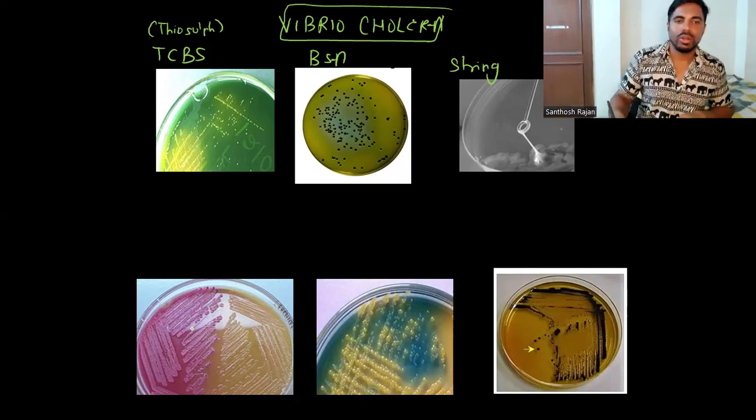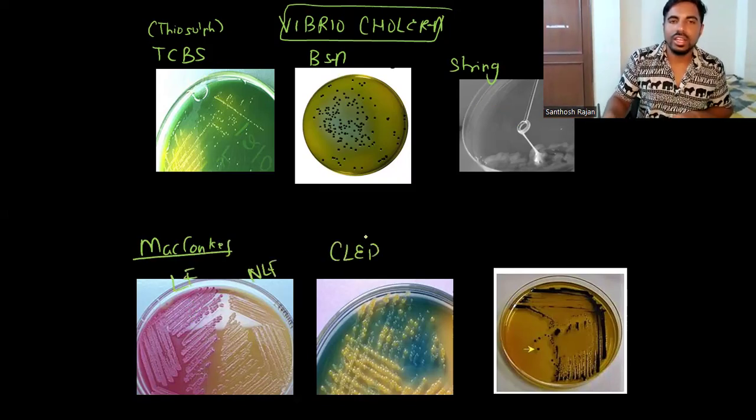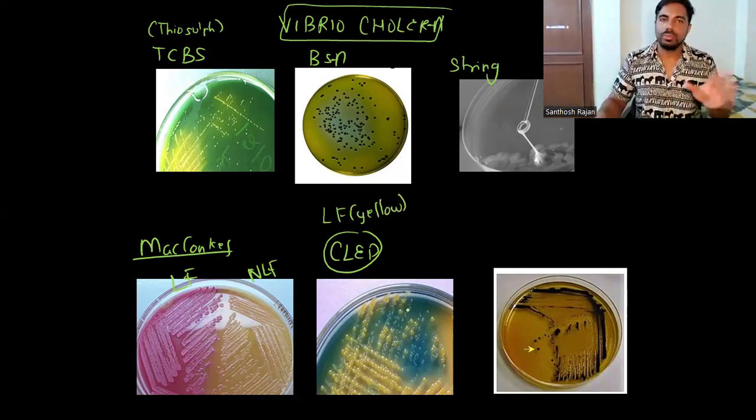That's it. Okay. This one is MacConkey agar, you know, MacConkey. Lactose fermenters will always be pink in color and non-lactose fermenters will be yellow in color. I'm not going to talk much. In CLED agar again, the lactose fermenters will be yellow color. Here it is opposite. Non-lactose fermenters will be pale color only.